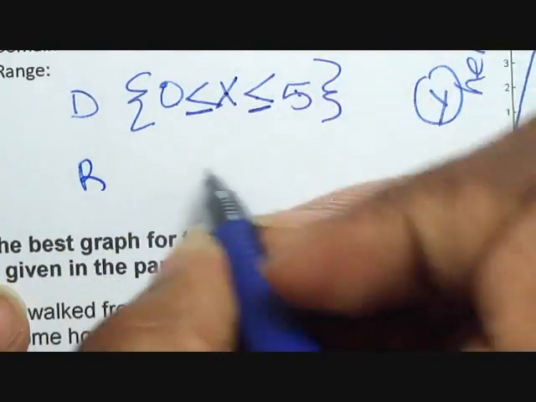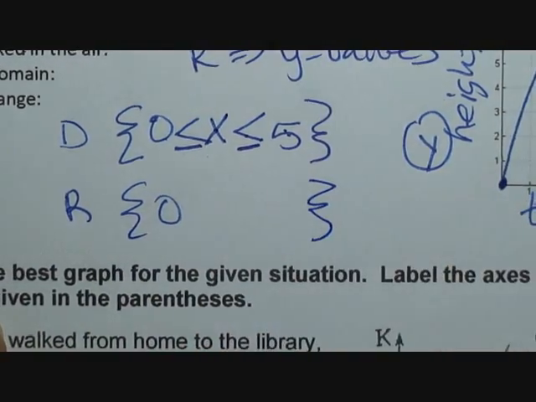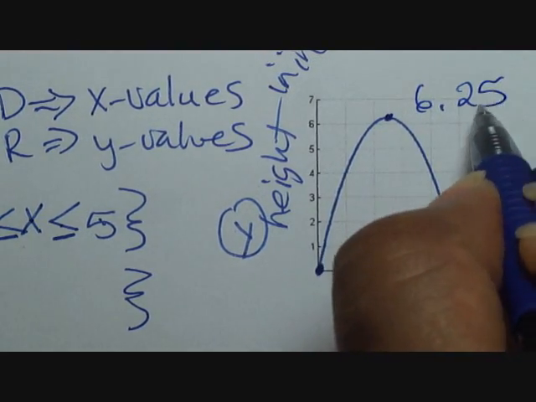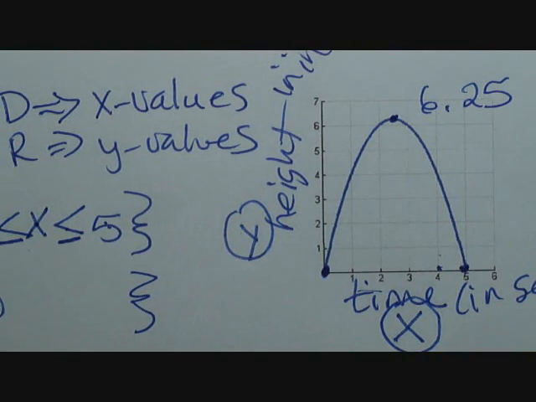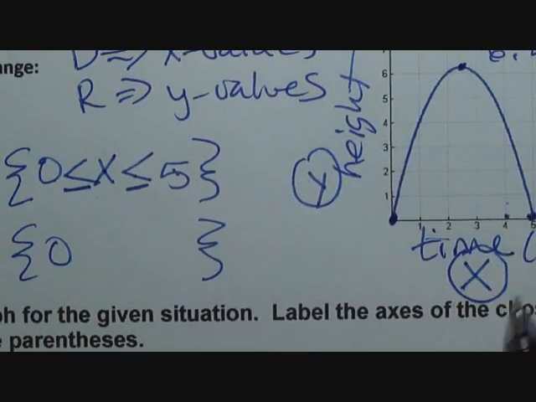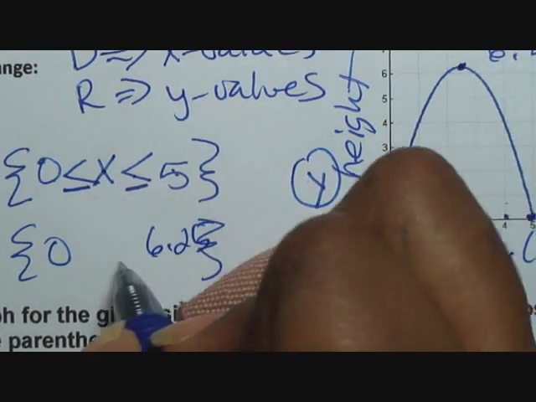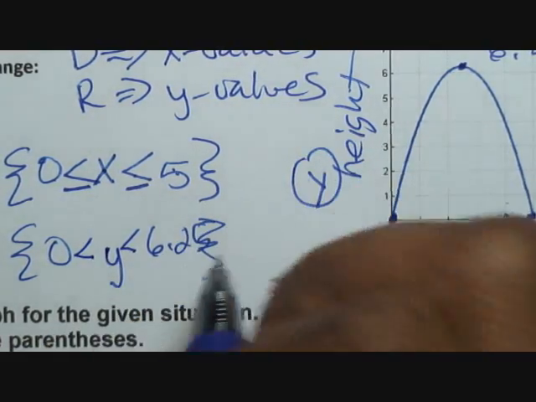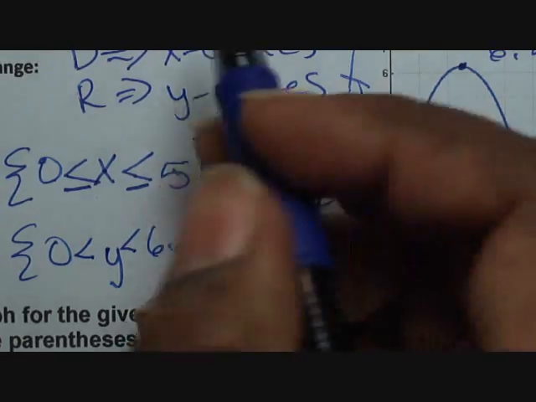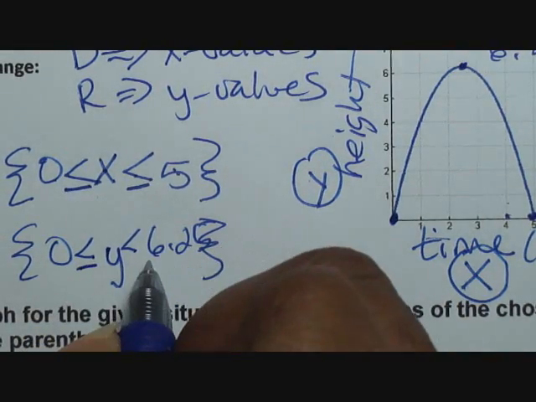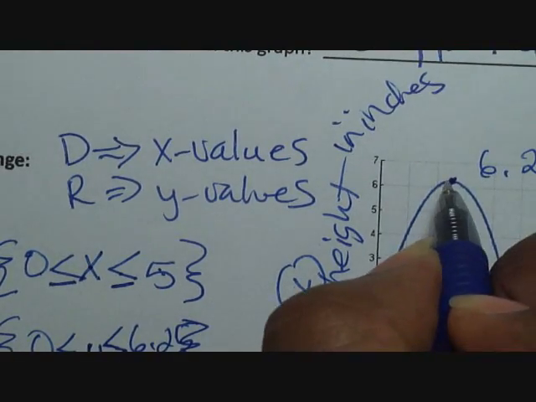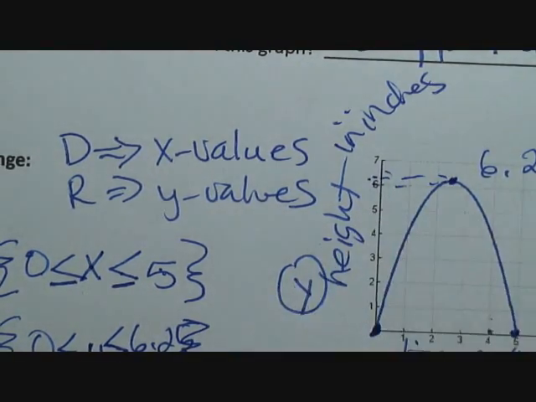Next, we're going to do the range, and it went from 0 again, but this time it went up here, and we're going to let this be 6.25 just for ease. So that's 6.25. And what's our variable that goes in the middle? Y, because we're talking about the range. That's also going to have the equal to symbol because it includes 0 again, and it includes 6.25.